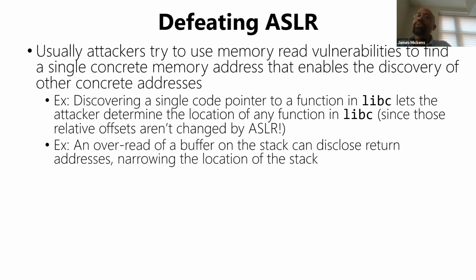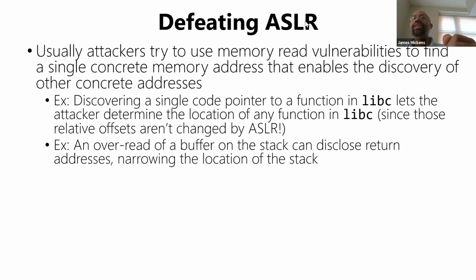Attackers can also try to use an overread of a buffer on the stack to disclose return addresses. Imagine that the attacker had a read vulnerability, not a write vulnerability, involving a buffer on the stack. In this case, the attacker isn't trying to overwrite the return address with a buffer overflow, merely find some addresses that are on the stack. And if the attacker can do that, great, because now the attacker can narrow down the location of the stack.